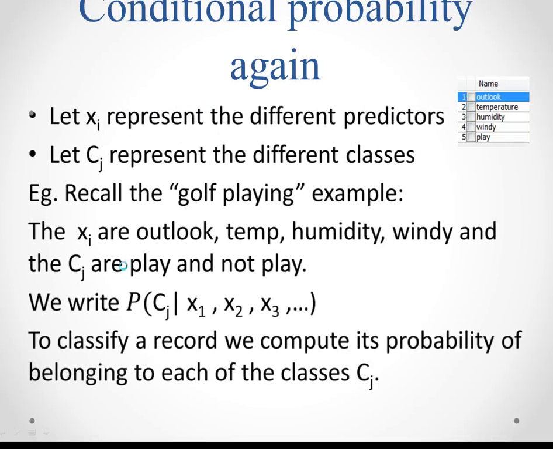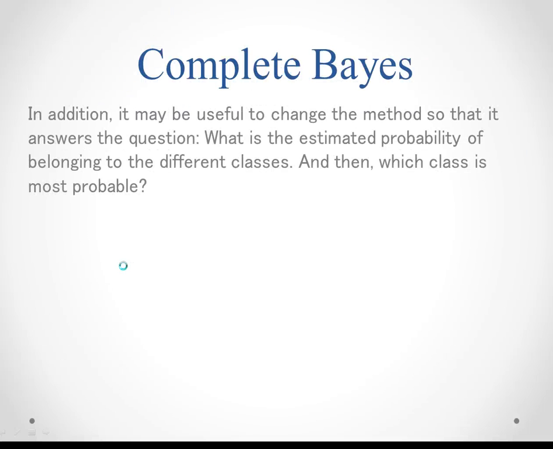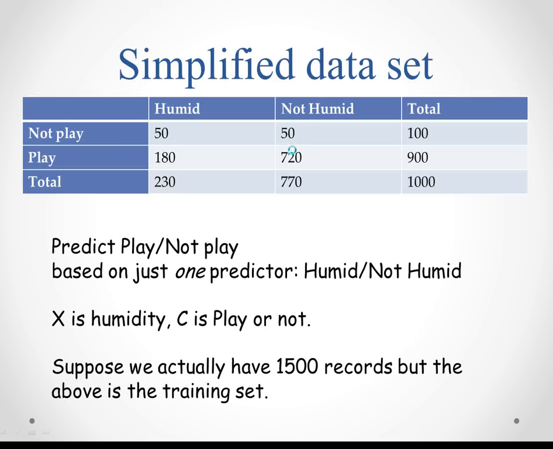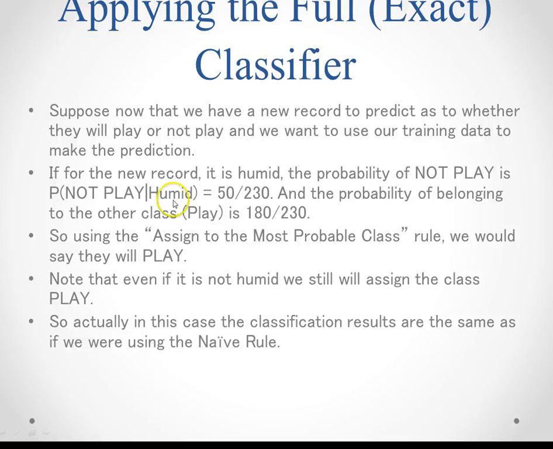And if we want to do this as well, we said in addition it may be useful to change the method so that we answer what is the estimated probability of belonging to the different classes. So what's the estimated probability of belonging to the not play class, given that it's humid? 50 out of 230, right? What's the estimated probability of belonging to the play class? 180 out of 230, right? So those two numbers, those two fractions.